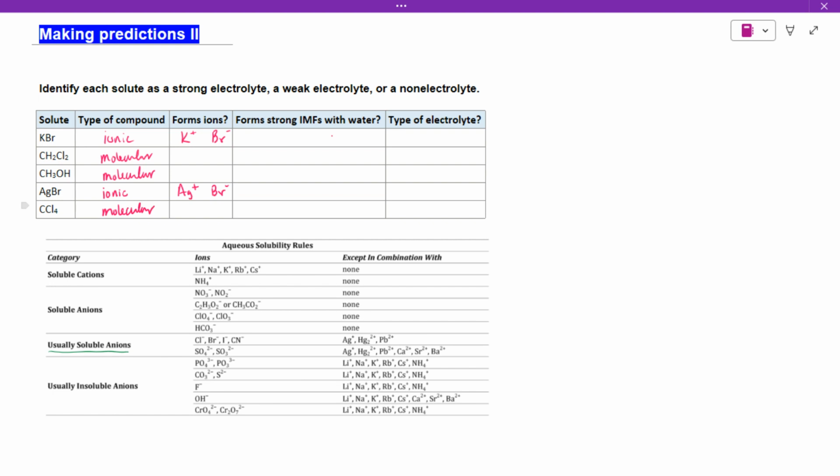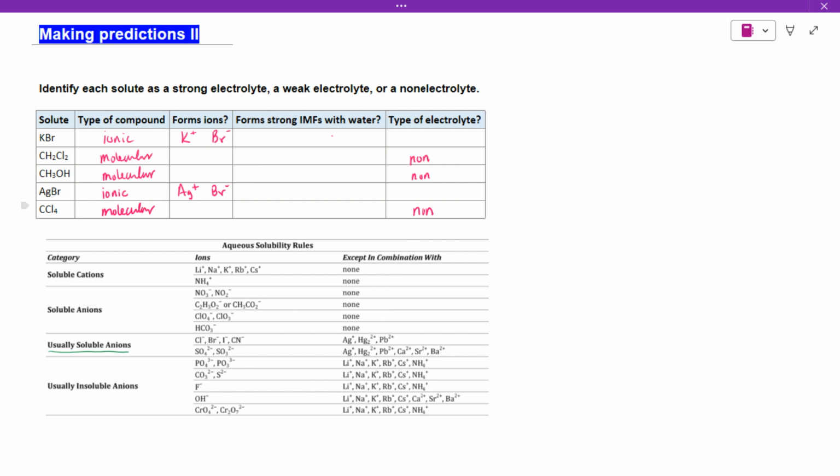Now, electrolytes contain ions that allow a solution to conduct electricity. So because the molecular compounds, in this case, do not break apart to form ions in water, they are classified as non-electrolytes. Later in the course, we'll talk about molecular compounds that do react with water to form ions, but that's coming up in our acids and bases unit.